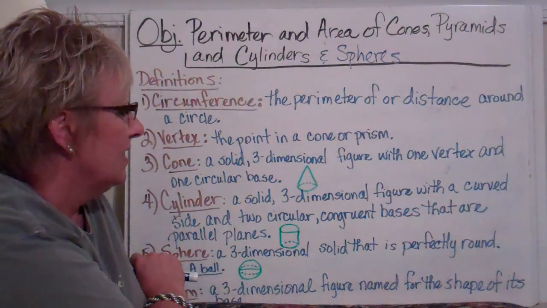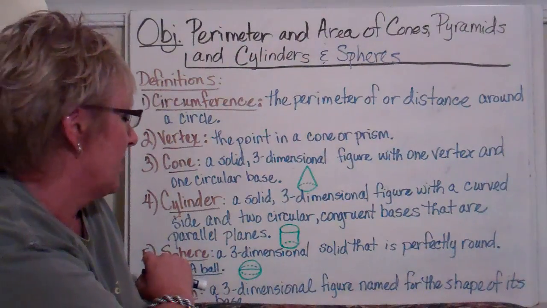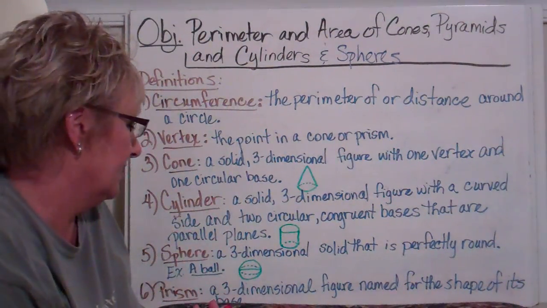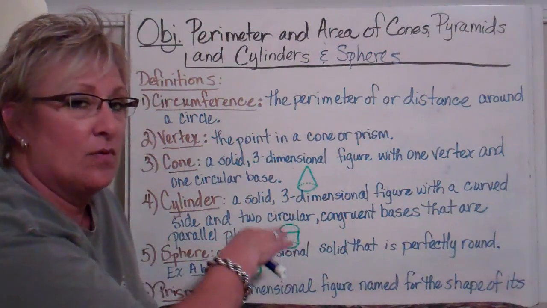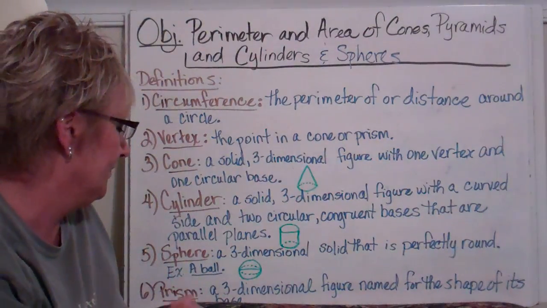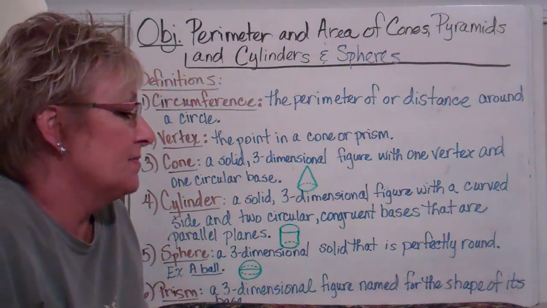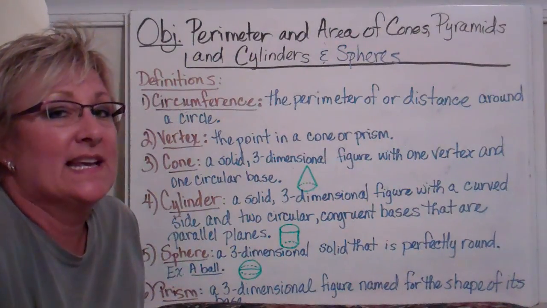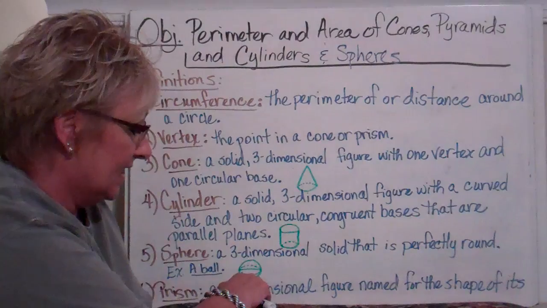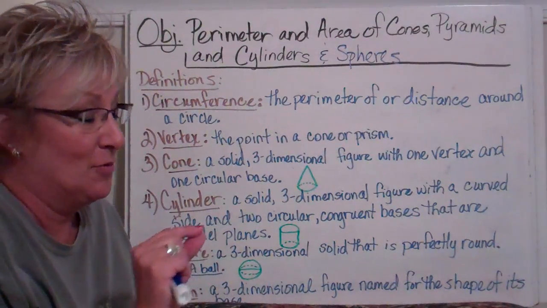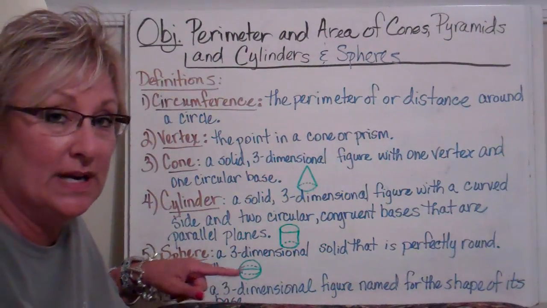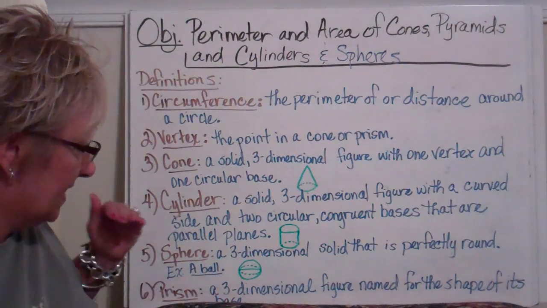A cylinder is a solid three-dimensional figure with a curved side and two circular congruent bases that are parallel planes, just like what we think of as a Pringles can or a vegetable can. A sphere is a three-dimensional solid that is perfectly round. An example of this would be any kind of ball, and it's going to be shown like this. Even though it's 2D, I'm going to try to make it as 3D as possible. This solid line in between is the diameter, the space that goes all the way across.